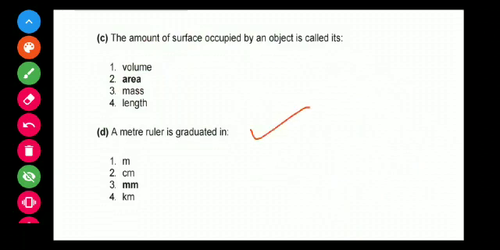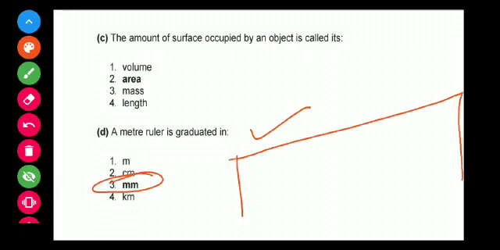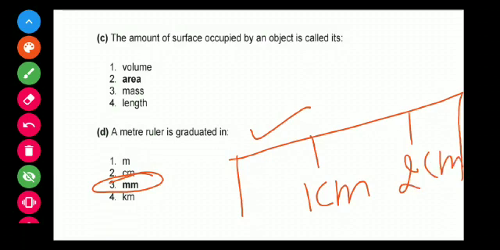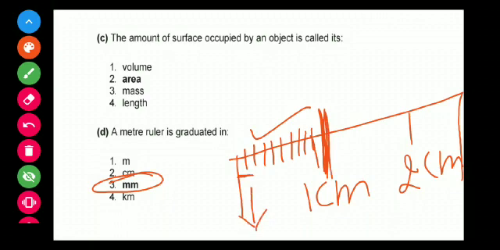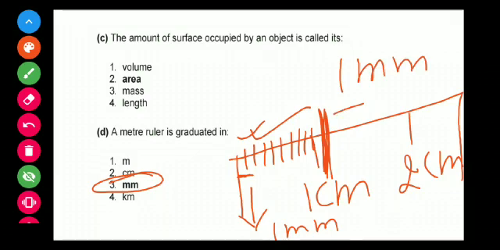A meter ruler is graduated in mm. Graduated in mm means this is your meter ruler, this is your 1 centimeter, this is your 2 centimeter, and there are 10 divisions: 1, 2, 3, 4, 5, 6, 7, 8, 9, 10. This is your 1 centimeter, and this is your 1 mm. The meter ruler is graduated in mm, because this is the least count of the meter scale. Up to 1 mm we can measure with the help of a meter scale.